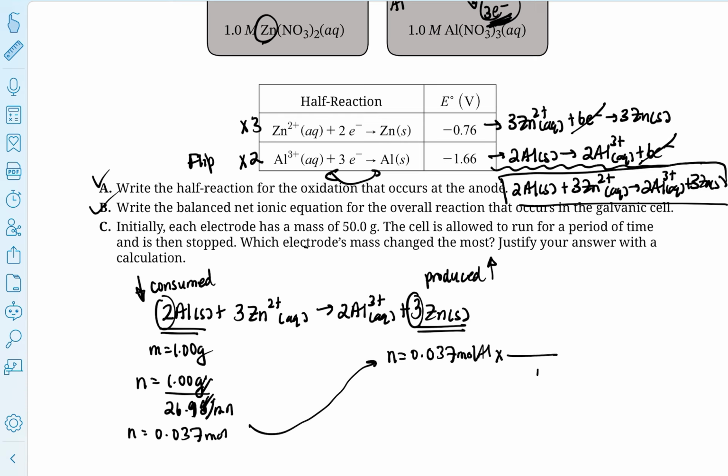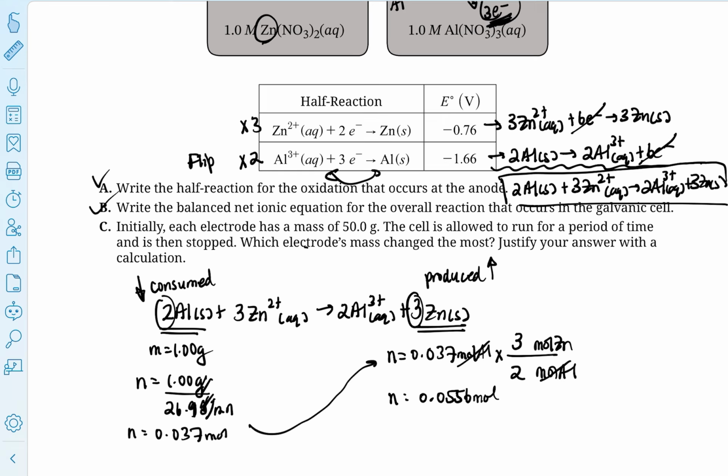Then I'm going to set up my ratio. I'll put the moles of aluminum on the bottom so that cancels out. I'll put my moles of zinc on the numerator. That will give me my answer. And in the ratio, again, I know that every 3 moles of zinc produced, I use 2 moles of aluminum. So that will give me what? 0.0556 moles. Again, my rounding may be wrong, so double check the answer key to see how they did it.